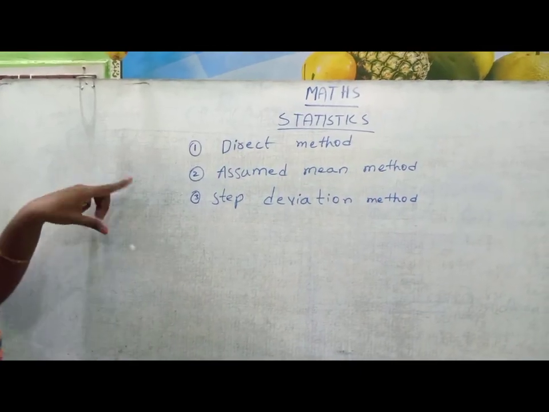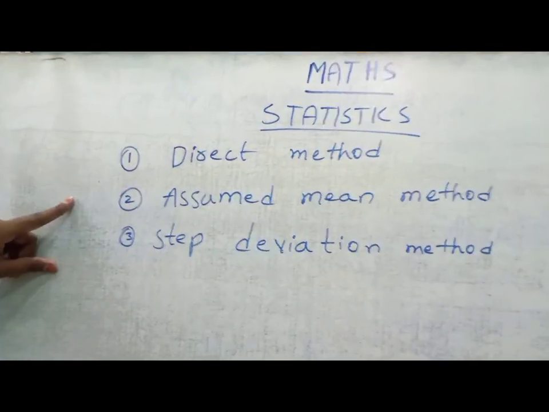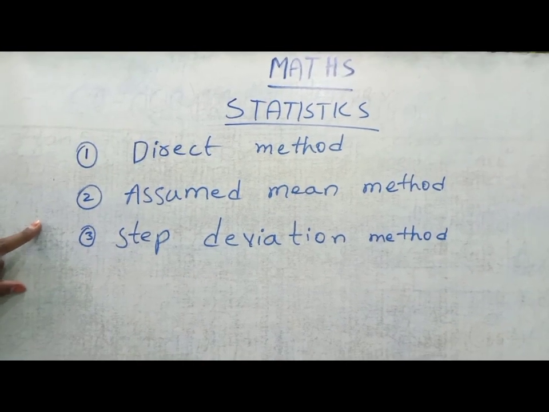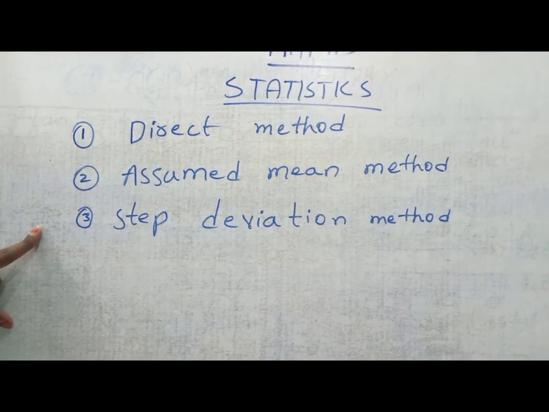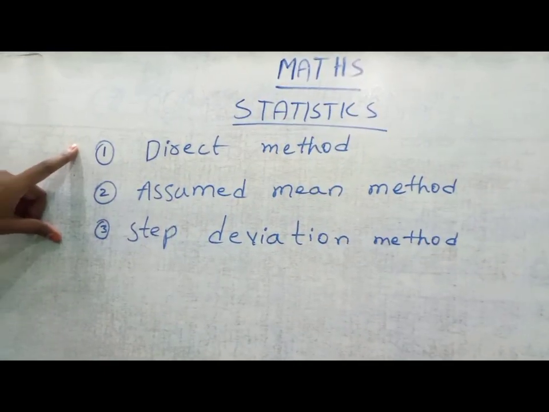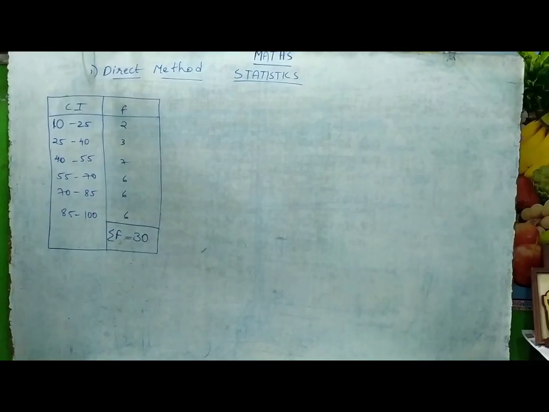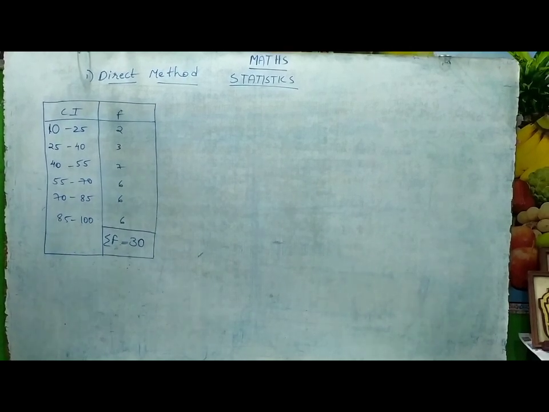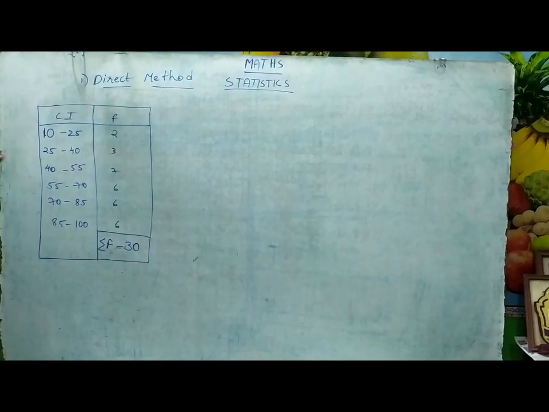The first method is direct method. The second method is assume mean method. The third method is step deviation method. So let's see first how to do mean by direct method. Now, how to do mean by direct method?